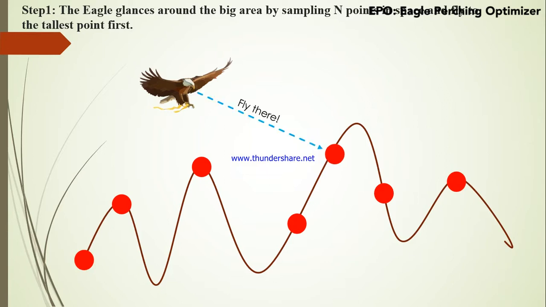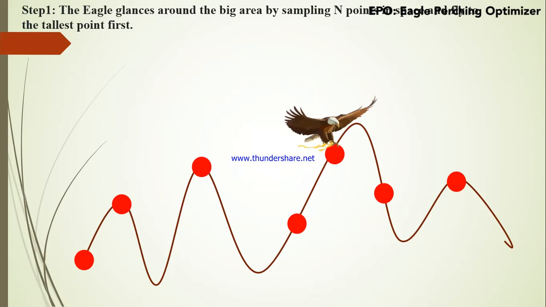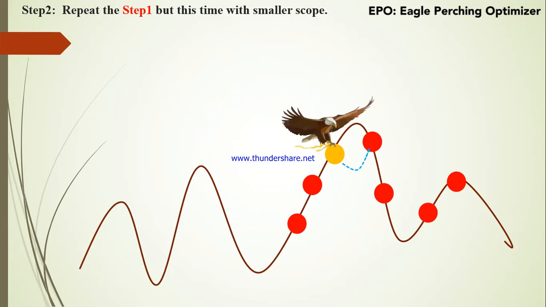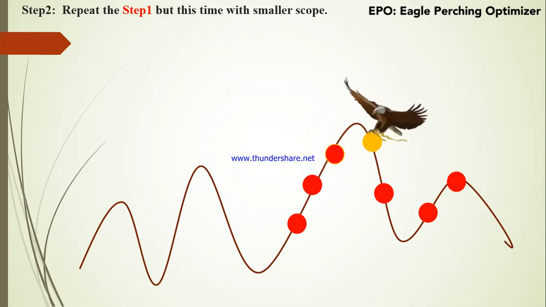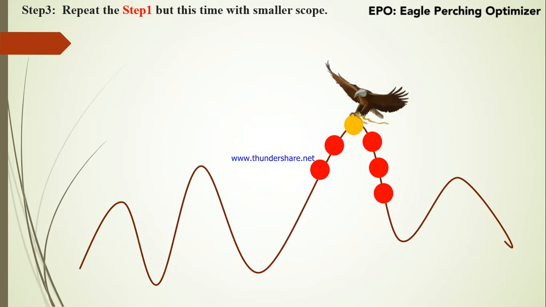Once it reaches there, it will again sample the area, but this time the sampling area will be far less than what it was earlier. As you can see here, now the samples are within a confined range. Within that range, it will again look for the tallest point and will fly to that point. The same process will repeat over and over again until it reaches the maximum or the peak point within that area.